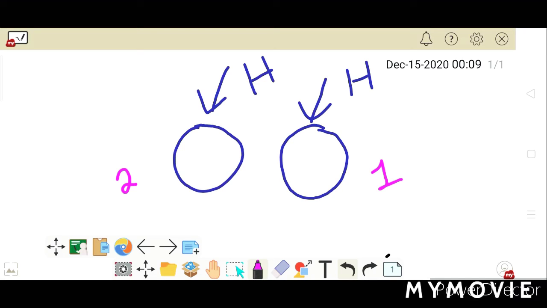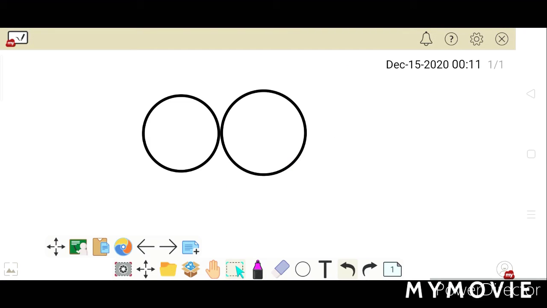In the properties it was given that they do not stay single. They are always in combination. Why? Because they are reactive. So, the first atom will combine with the second atom and the diagram would appear like this. Here, you can see that there are two atoms of hydrogen combined together. They are reactive, so they do not stay single and they are combined together.